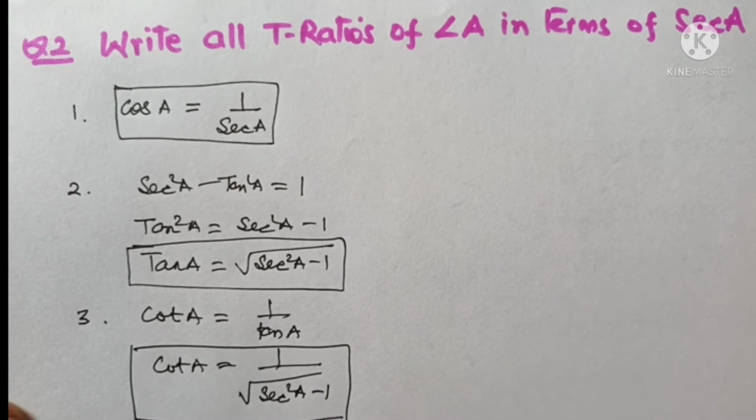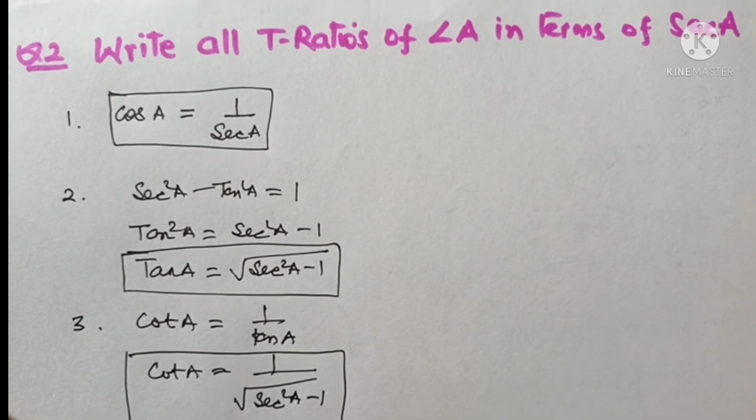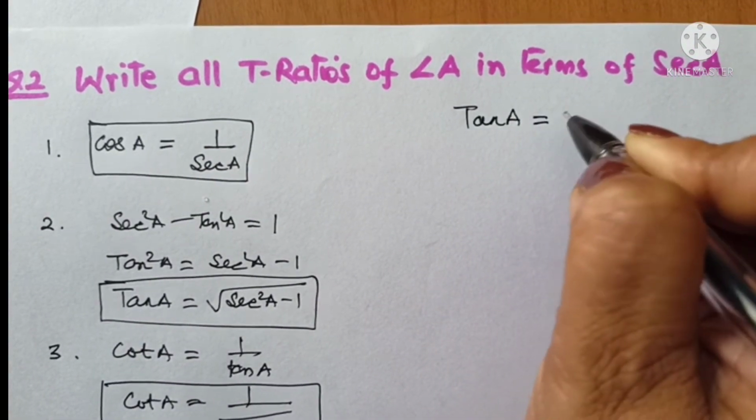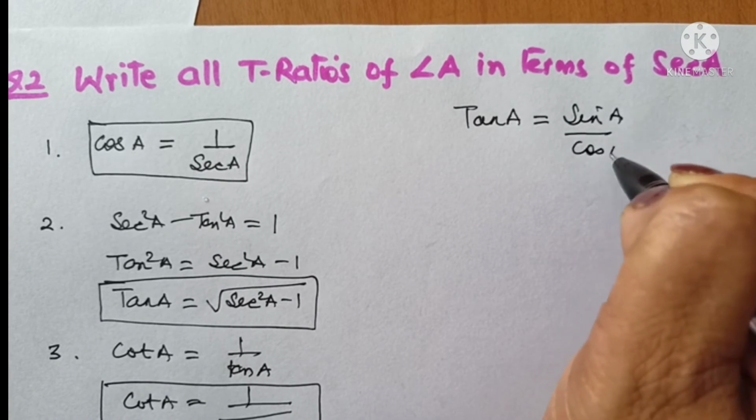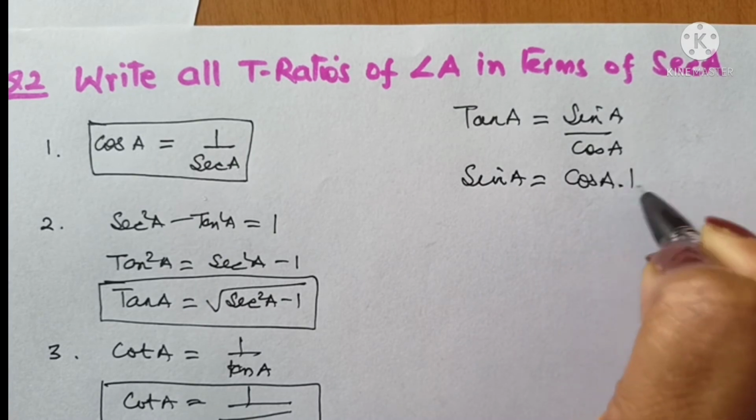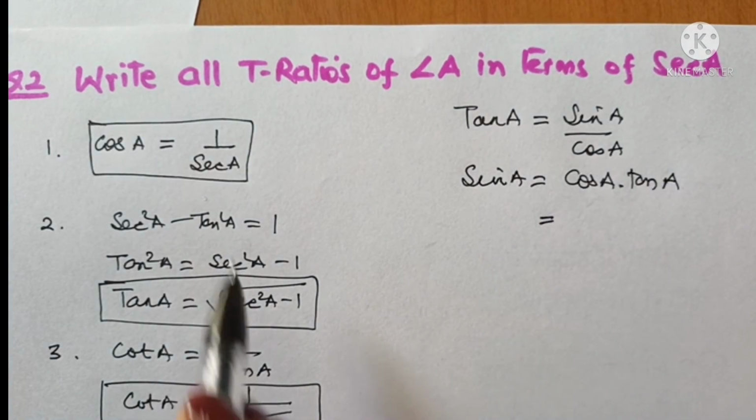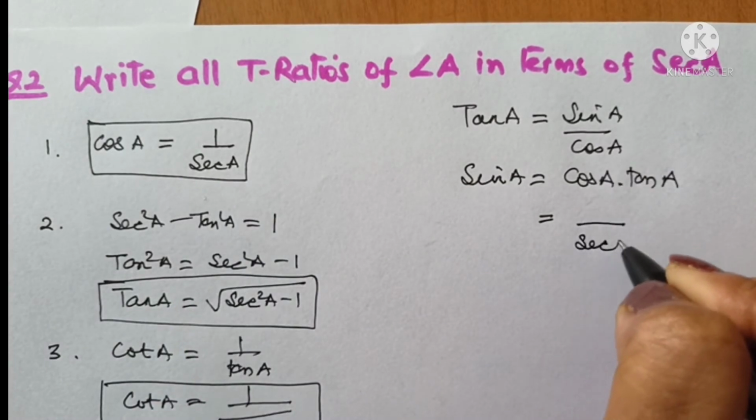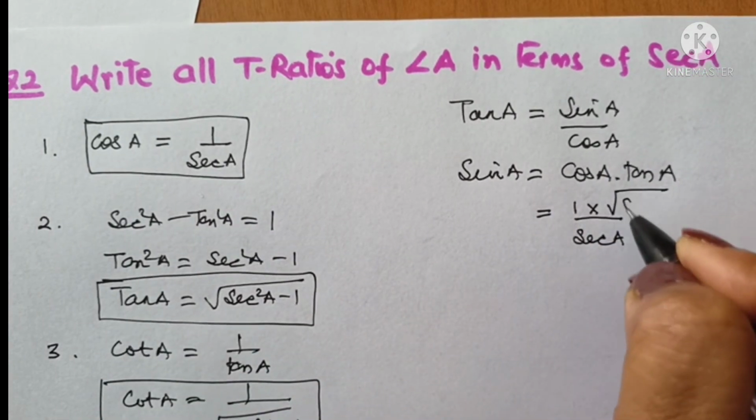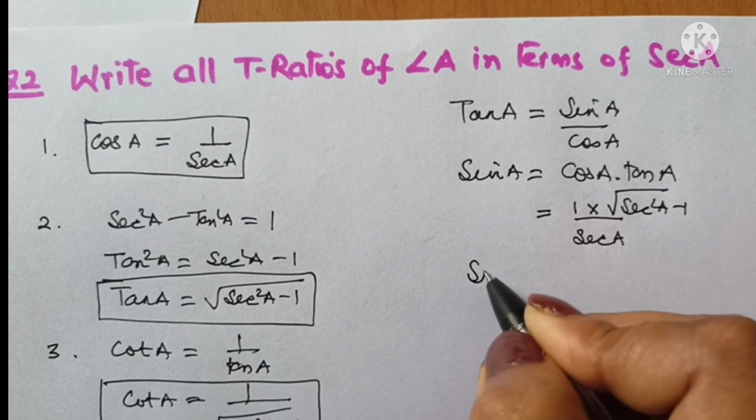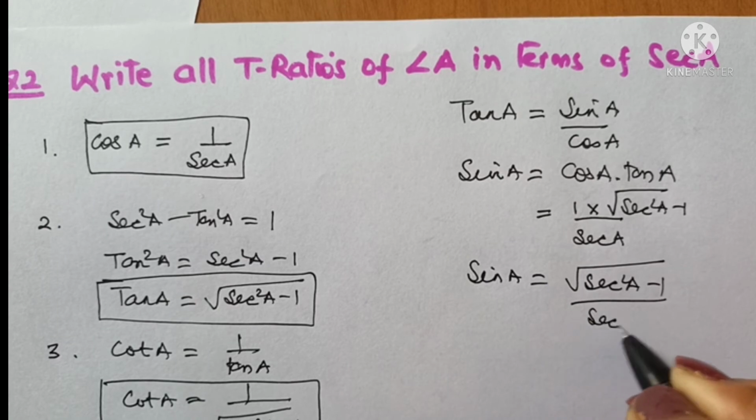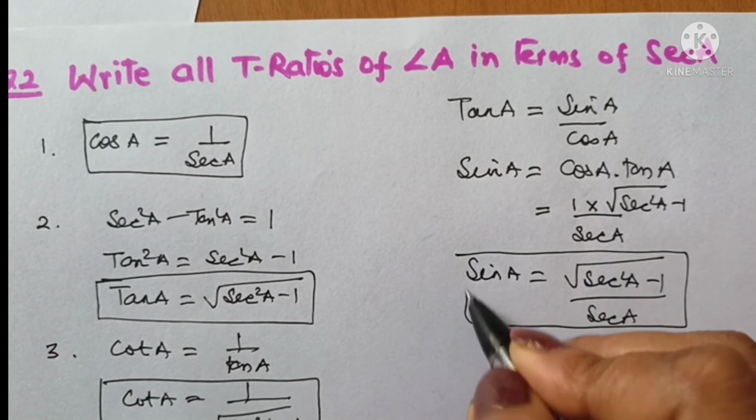Now for the fourth t ratio, let us have a relationship of cos, sine and tangent. This is the relationship which we are going to use. Tangent A is equal to, we know that it is sine A over cos A. So this gives me value of sine A as cos A into tangent A. Let us write, what is cos A? 1 by secant A. So I write secant A in denominator, and 1 multiplied by value of tangent A, that is root of secant square A minus 1. So value of sine A comes out to be root of secant square A minus 1 divided by secant A. This is our fourth t ratio.